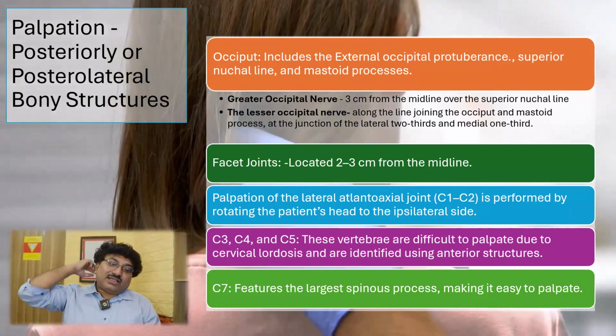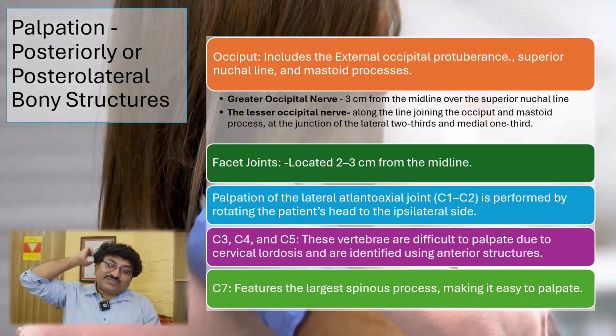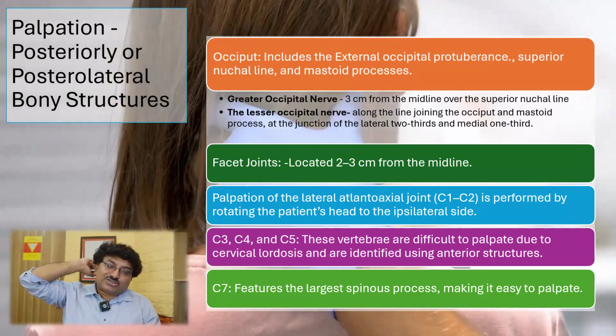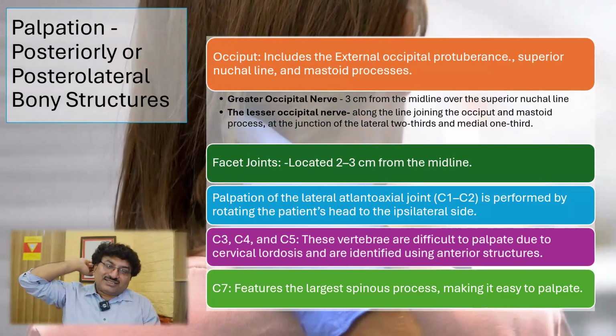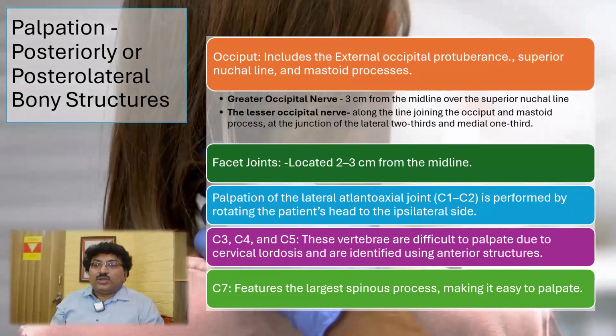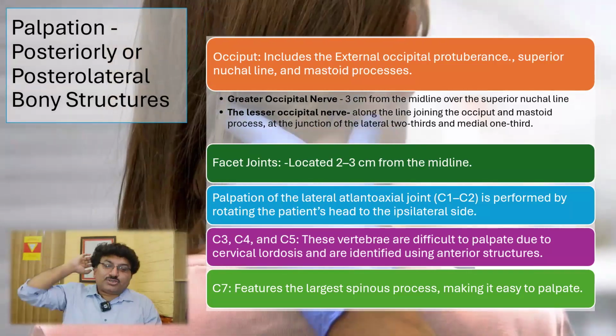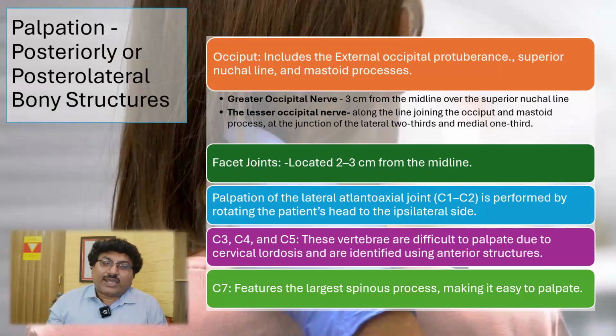Actually, when we see under the ultrasound, we can see the greater and lesser occipital nerve as well. It's a bit difficult to see, but if you have good time and a very good machine, you'll be able to see the lesser occipital nerve as well. So, if lesser occipital neuralgia is there, you can put a local anesthetic and find out whether the pain is gone or not. Diagnostic block helps a lot.